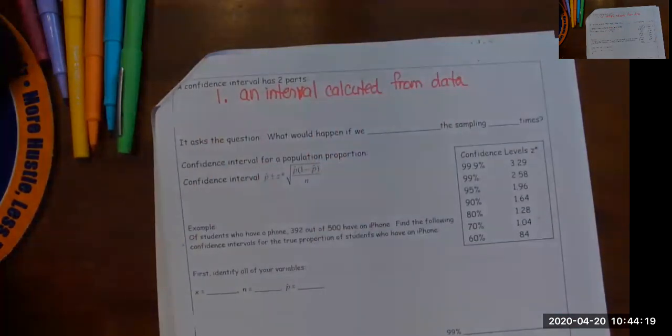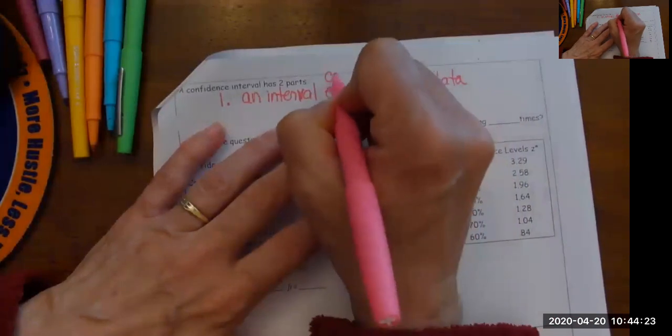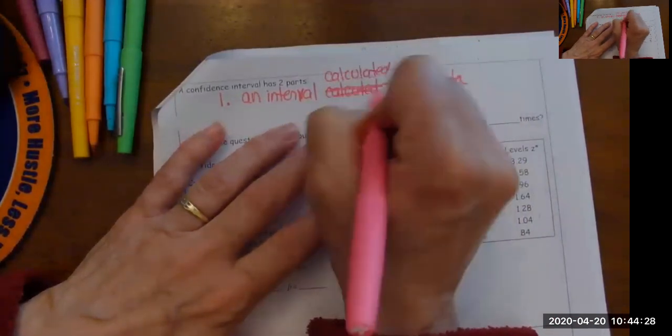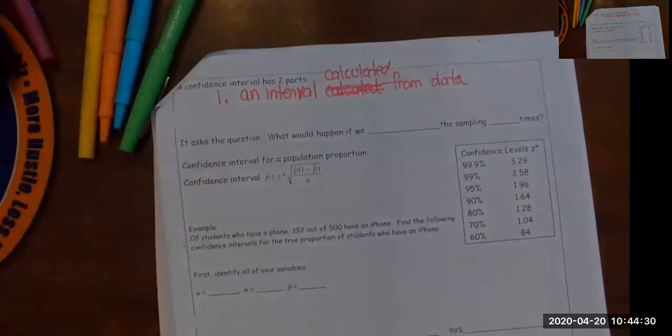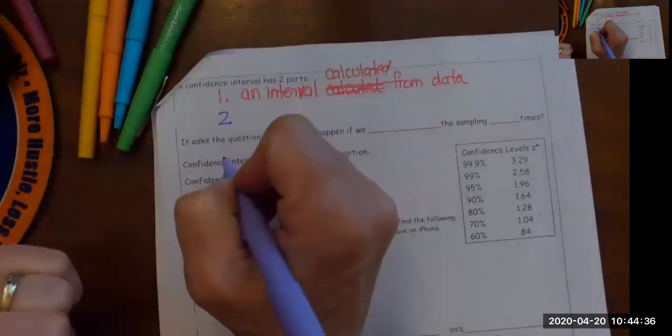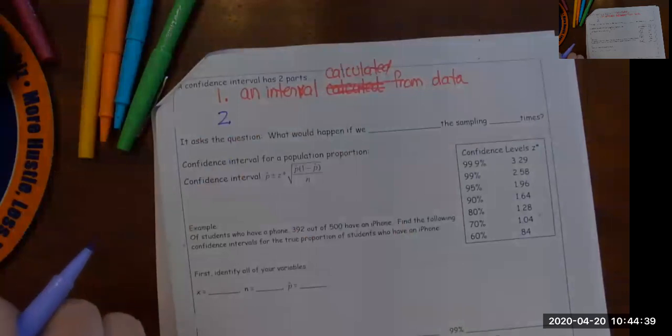Okay, so the first thing we're going to do, what did I spell? Calculated. Okay, calculated from the data. So we're going to get some numbers. And number 2, we're going to write a confidence interval in sentence form.